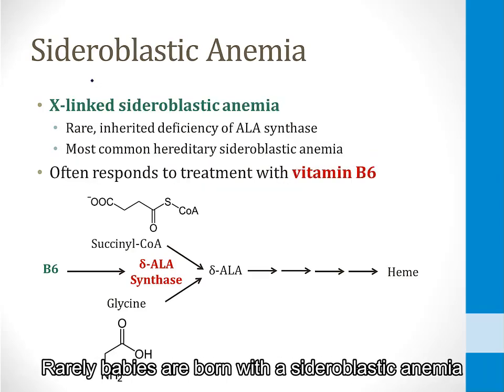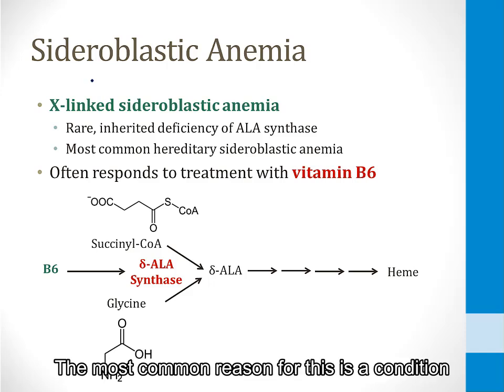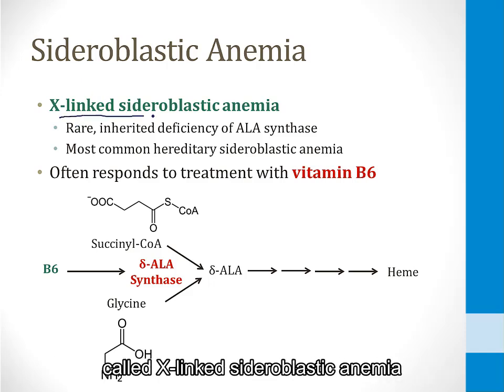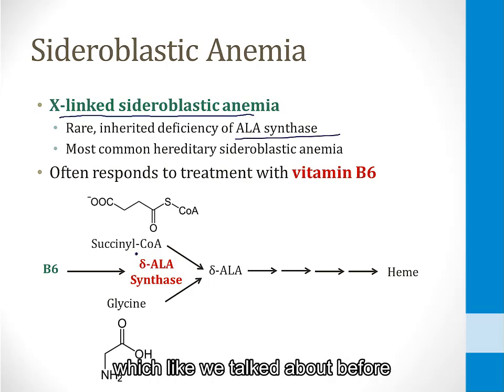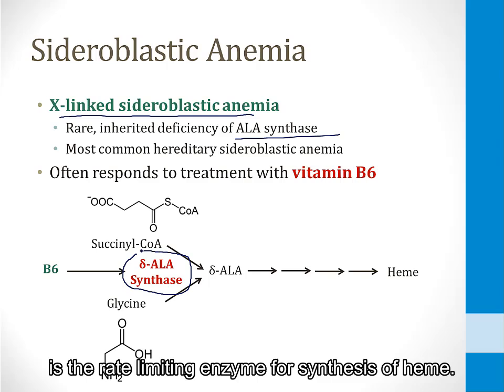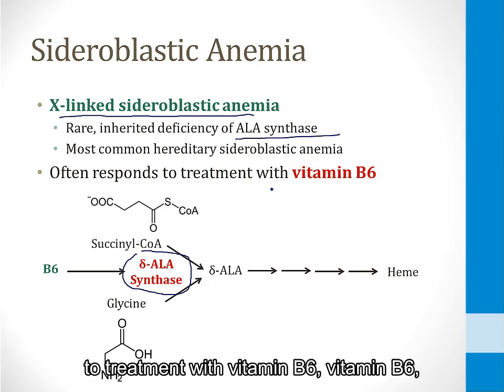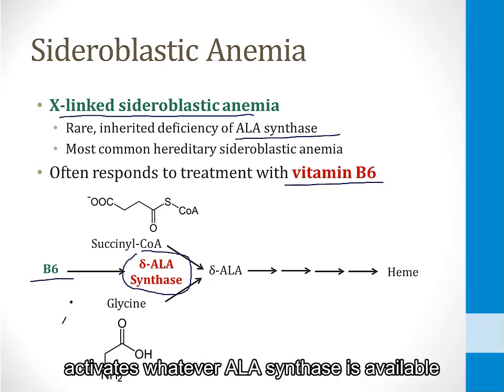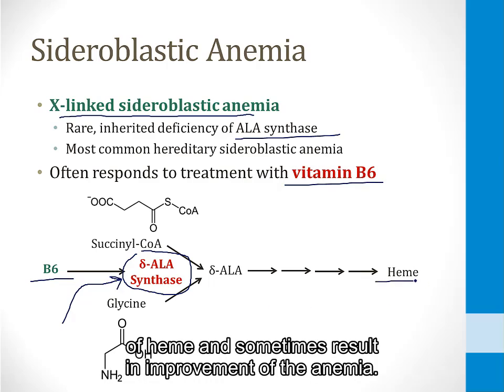Rarely, babies are born with a sideroblastic anemia due to an enzyme deficiency. The most common reason for this is a condition called X-linked sideroblastic anemia, where babies are deficient in ALA synthase, which, like we talked about before, is the rate-limiting enzyme for synthesis of heme. An important thing to know about this, especially for Step 1 because it ties in with biochemistry, is that this condition often responds to treatment with vitamin B6. Vitamin B6 activates whatever ALA synthase is available, and this can increase the production of heme and sometimes result in improvement of the anemia.